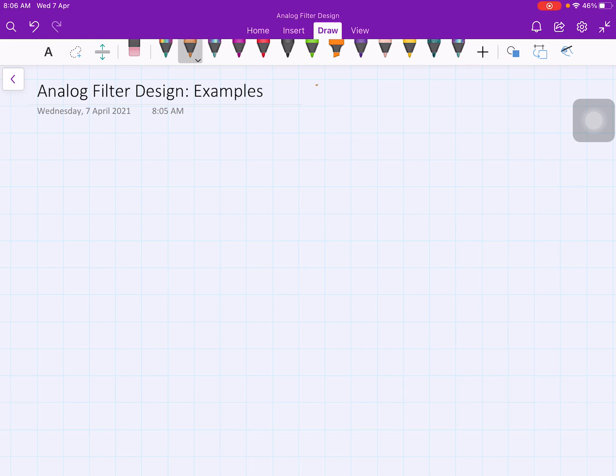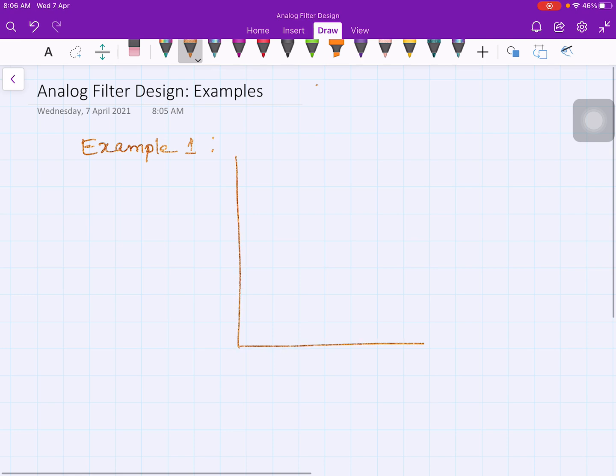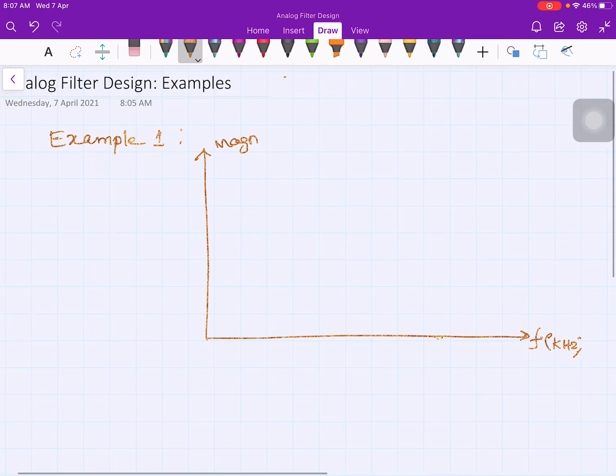Let us consider an example. My specifications are this: a fairly practical example. The magnitude is given versus frequency, okay, frequency in kilohertz, not in radians.